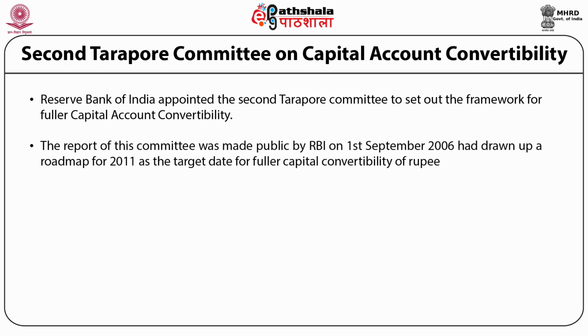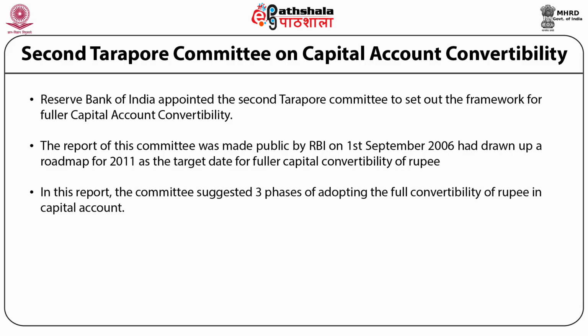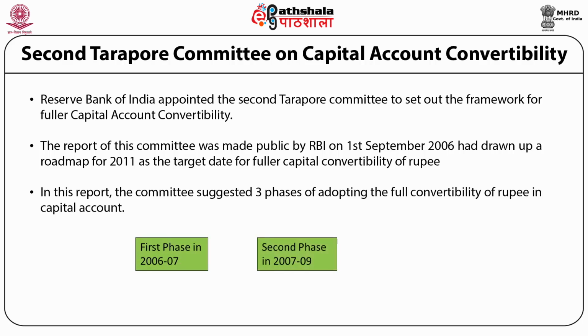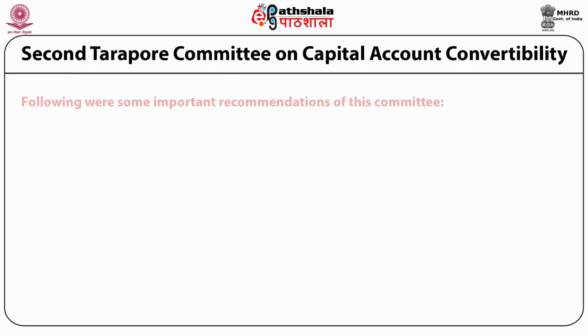The report of this committee was made public by RBI on 1st of September 2006, which had drawn a roadmap for 2011 as a target date for full capital convertibility of the rupee. In this report, the committee suggested 3 phases of adopting full convertibility of the rupee in the capital market. The first phase was in 2006-7, the second in 2007-9, and the third by 2011. Following are some of the important recommendations of this committee.